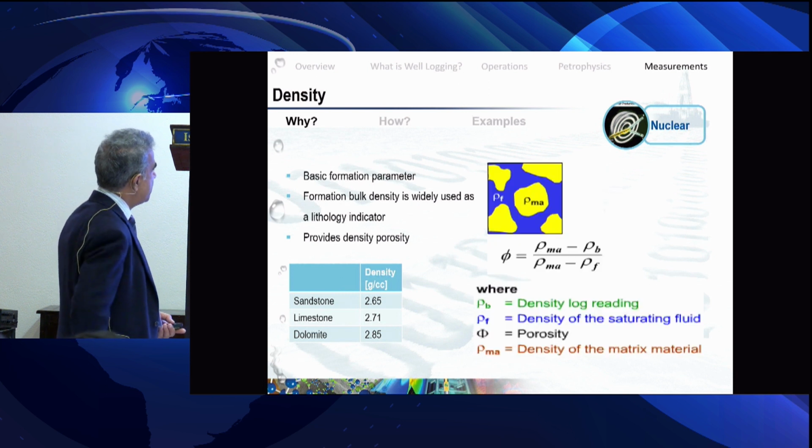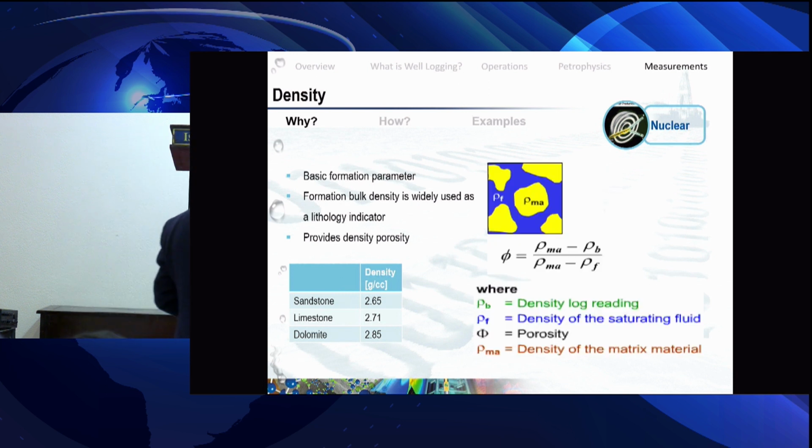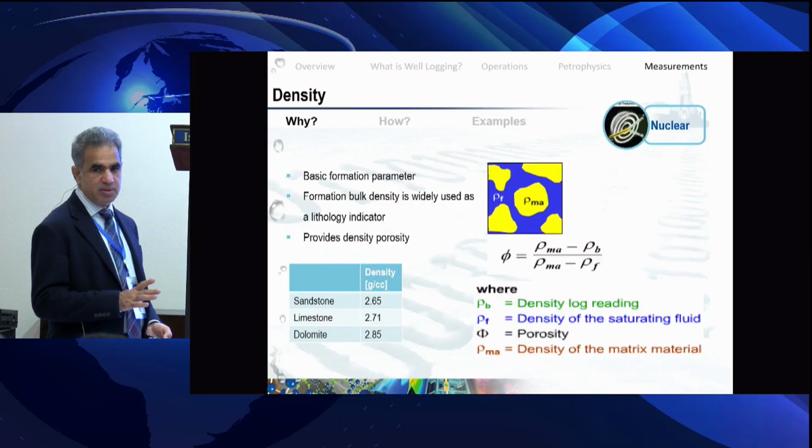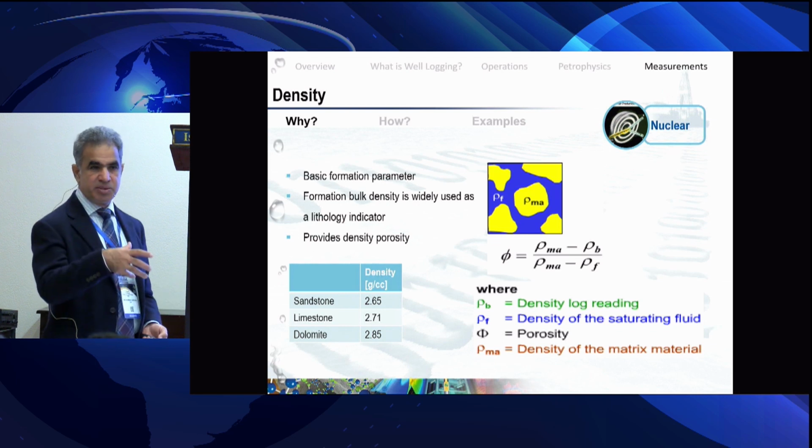Okay, so once we measure the density, we look in what we call a chart book or a log interpretation book, which has certain tables. Different mineralogy has a certain matrix or grain density. It means if there is no porosity, the sandstone reads 2.65. But as soon as the porosity comes in, it becomes lighter and lighter and lighter. That's what we are interested to measure.